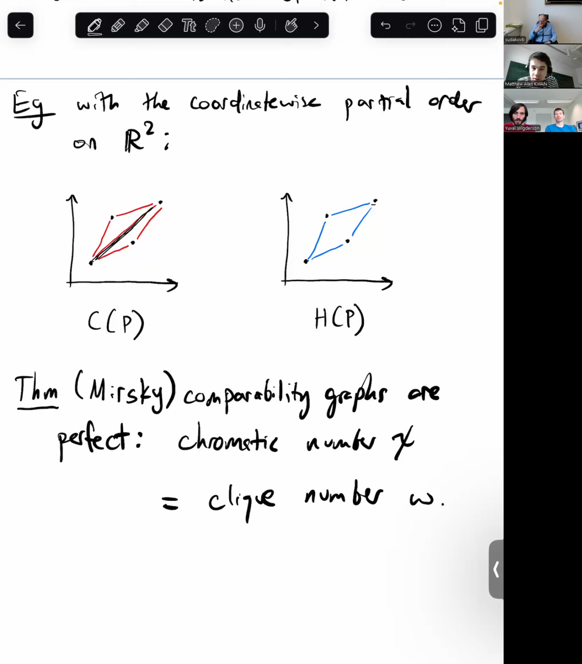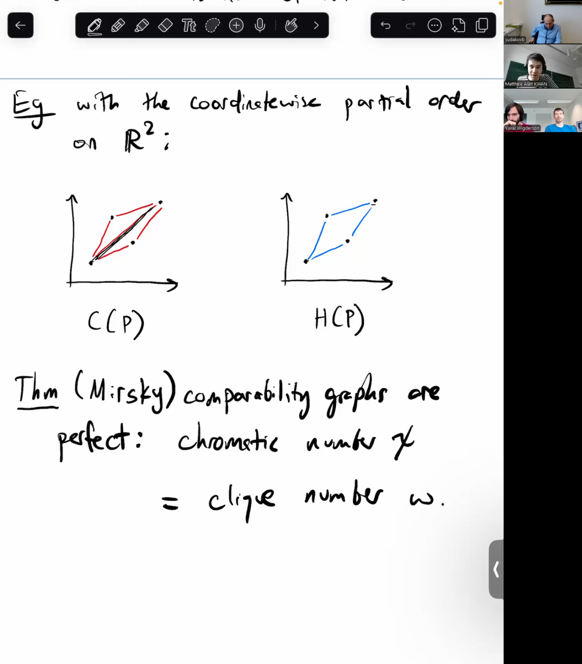Right. But so comparability graphs are hereditary. So if a graph is a comparability graph, then every induced subgraph is also a comparability graph. So it suffices just to check this property for comparability graphs. Yeah, but in general, the notion of being perfect does need something about induced subgraphs. So that's a great theorem.